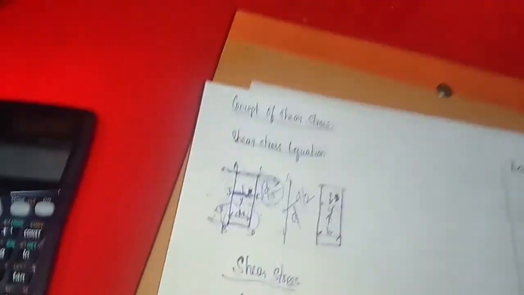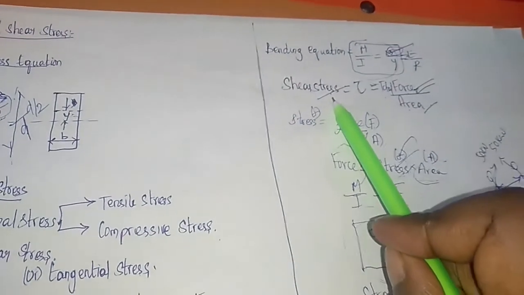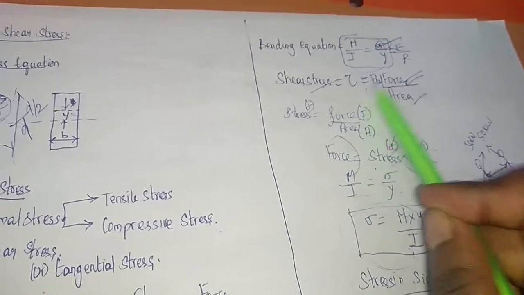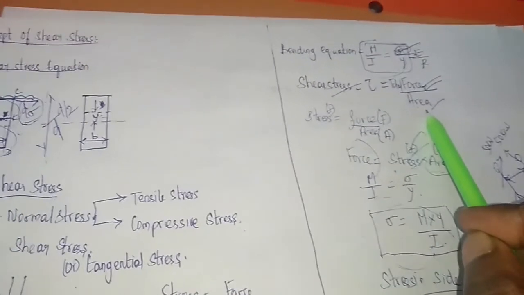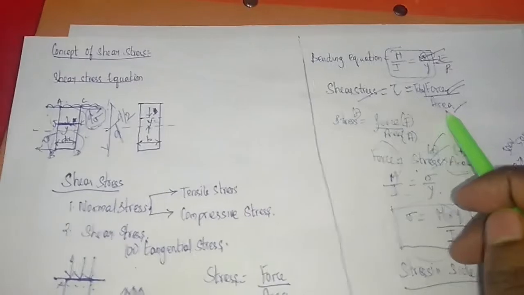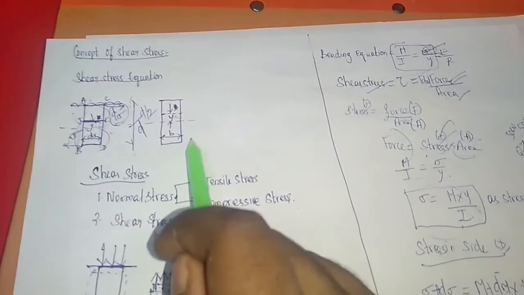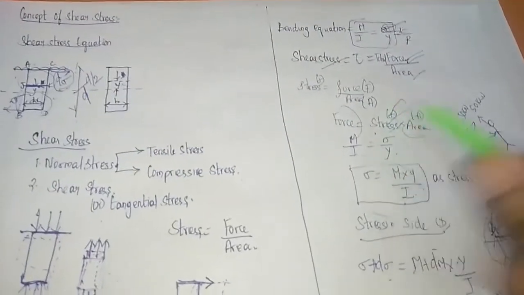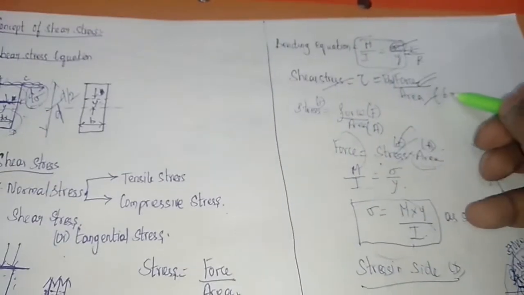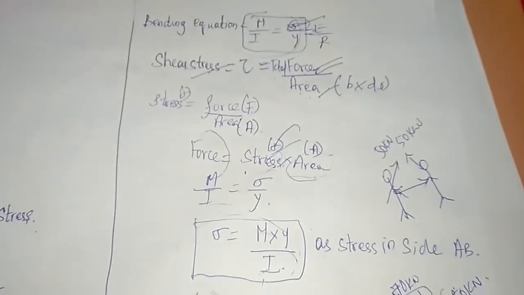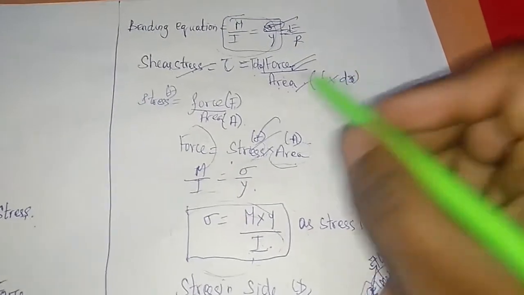So now we have found the total force. What is shear stress actually? Shear stress is nothing but tau is equal to total force by area. You understand? Total force by area. So what is the area in this particular section? This is breadth into thickness. Breadth is b, into dx. Okay, so this area is nothing but, as I already told you, b into dx. So now we have found the total force by area.